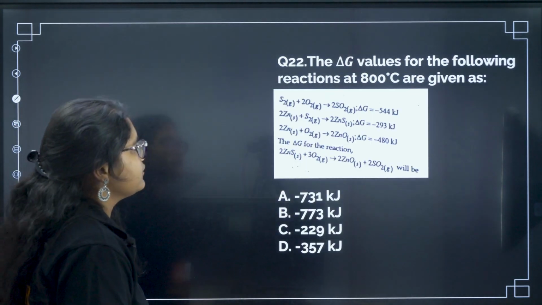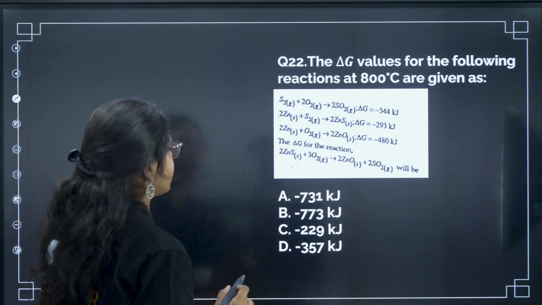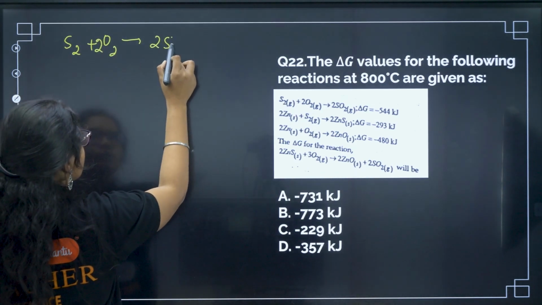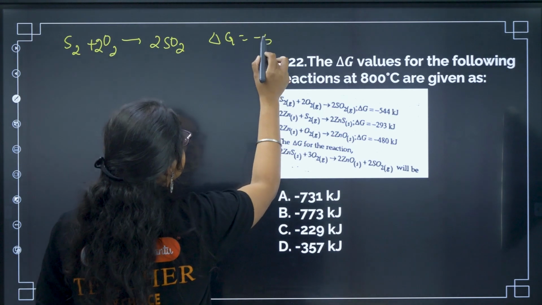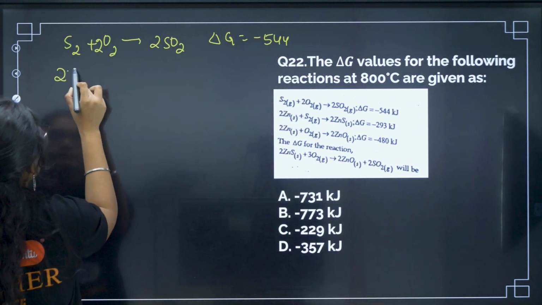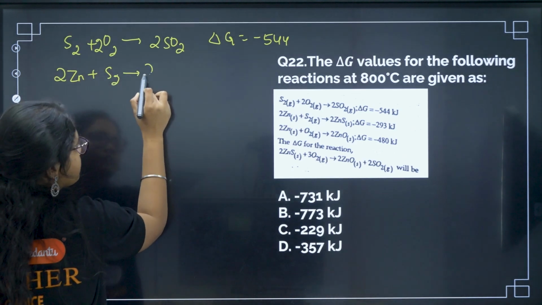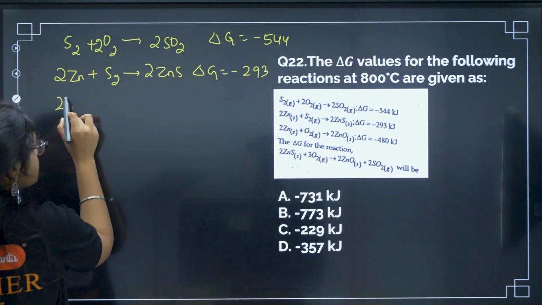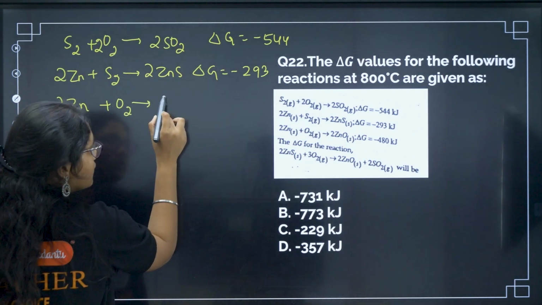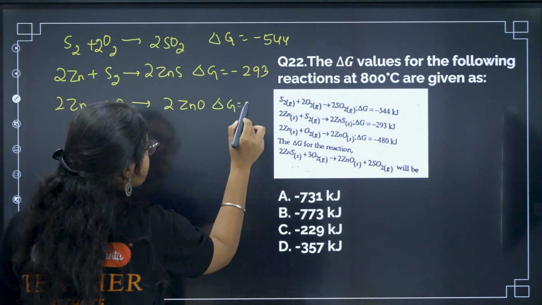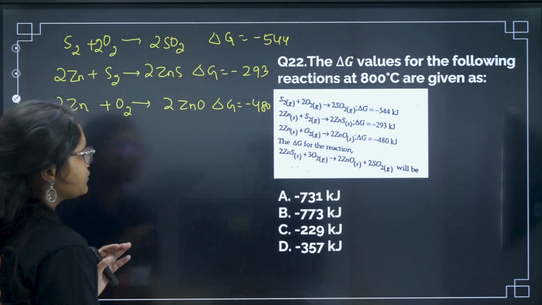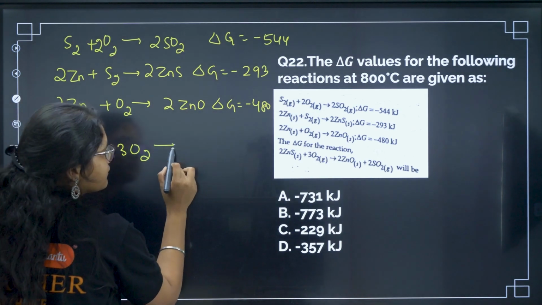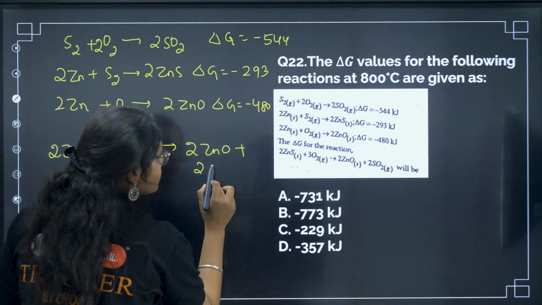Next. So delta G values for the reactions are given to you. You have to calculate. Okay, so I'll write the reactions once again. S2 plus O2 will give 2SO2. Delta G value is minus 544. Next we have 2Zn plus S2 gives 2ZnS. Delta G here is minus 293. Next we have 2Zn plus O2 gives 2ZnO. Delta G for this is minus 480. Now the question asks to calculate the delta G for this reaction, that is 2ZnS plus 3O2 gives you 2ZnO plus 2SO2.